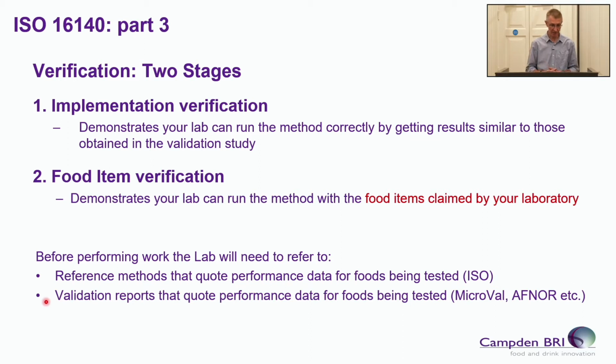The second part is food item verification. Now, food item verification is very much linked to your laboratory, and it's demonstrating that your laboratory can run the method with the food items that you want to claim your laboratory can test. So it's really aimed at what you actually test. And this is where the work can be small or large. If your laboratory is a lab that's only testing, let's say, milk samples, then of course you'd only have to verify milk samples when you do this work.